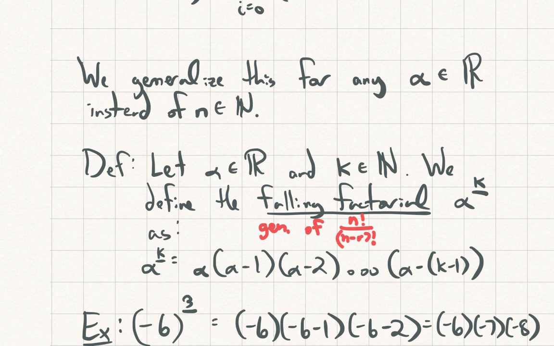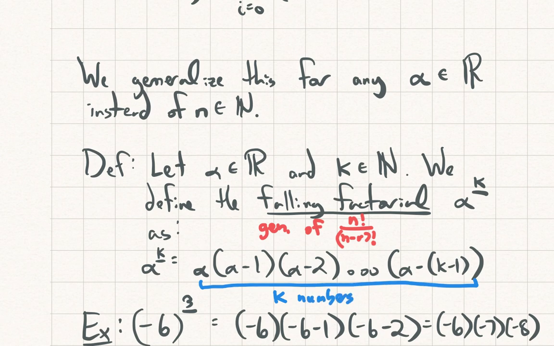And what it means is, starting at whatever number alpha you have, you just want to write k numbers that differ by 1 all multiplied together. So alpha times alpha minus 1 times alpha minus 2 all the way down to alpha minus k minus 1. Just to be clear, there are k numbers here.